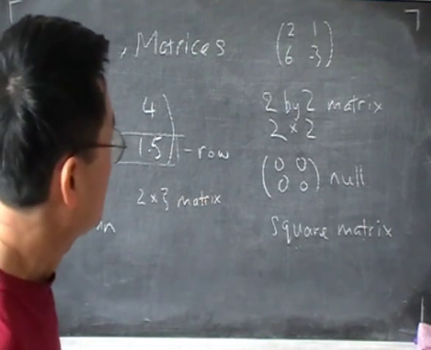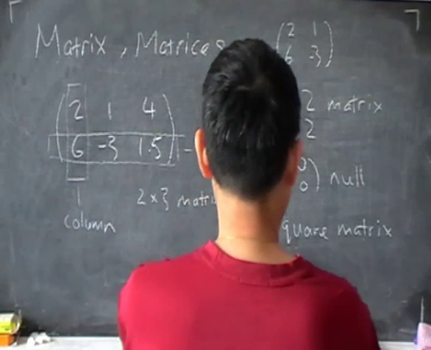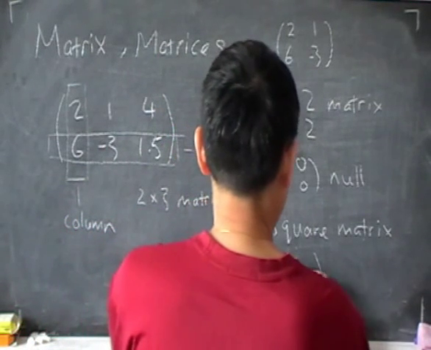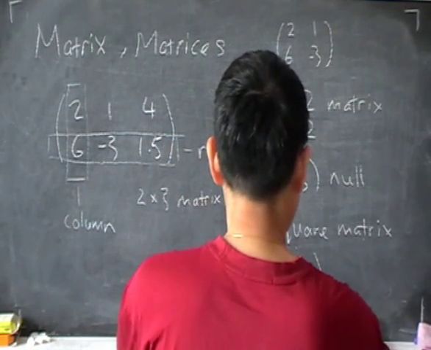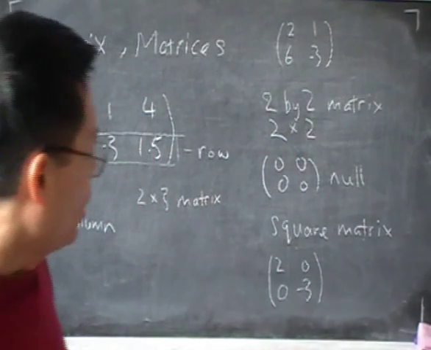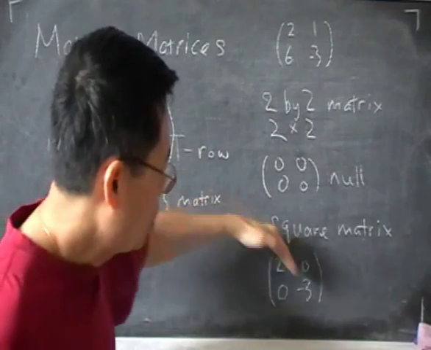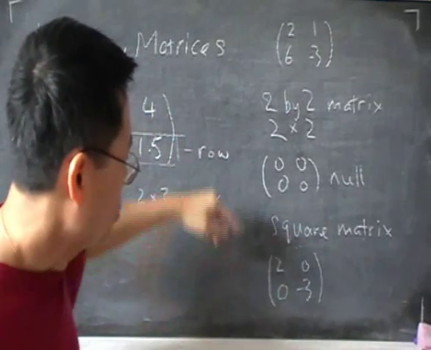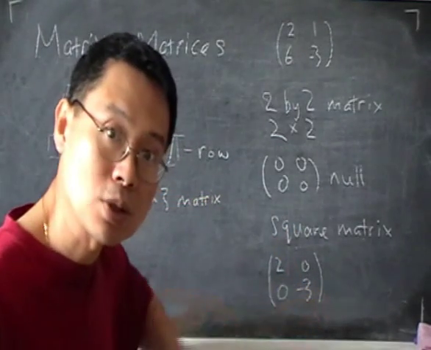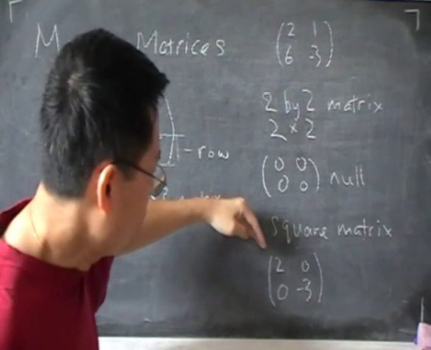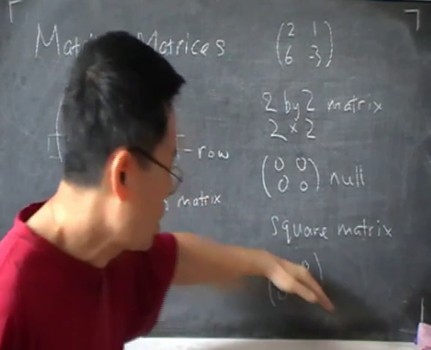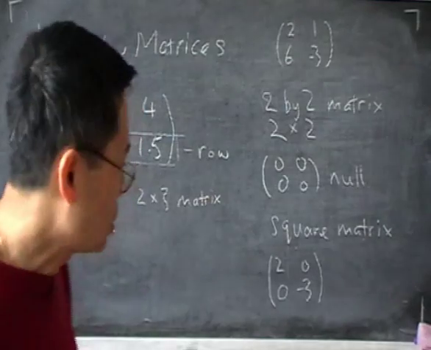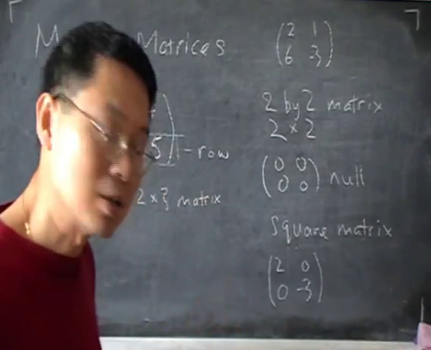And the next kind of matrix is when only the numbers along the diagonal are not 0. If you imagine that this is a square, then you can draw a line from one corner to the opposite corner, that's called a diagonal. So if only the numbers along this diagonal are not 0 and all the other numbers are 0, we call this a diagonal matrix.